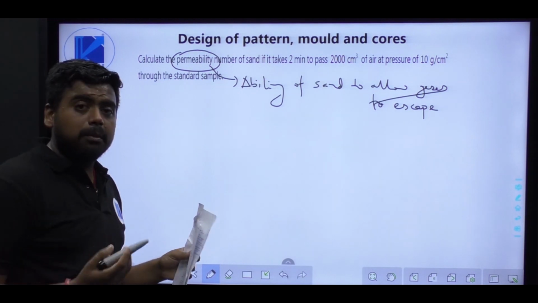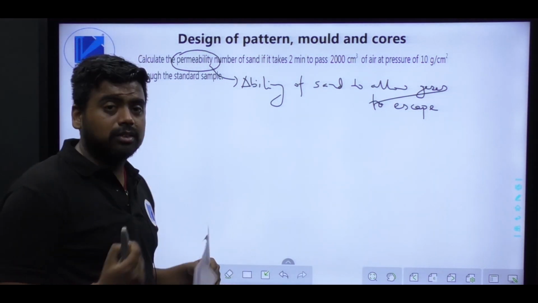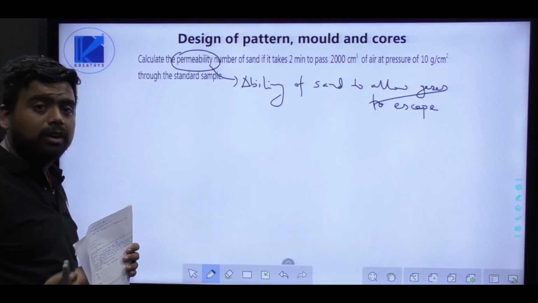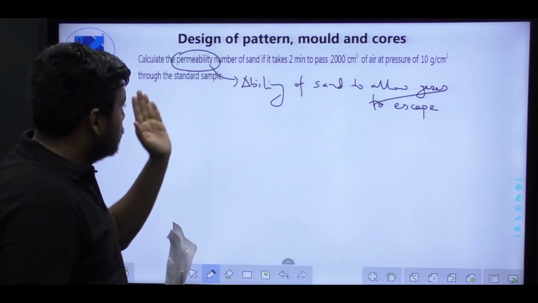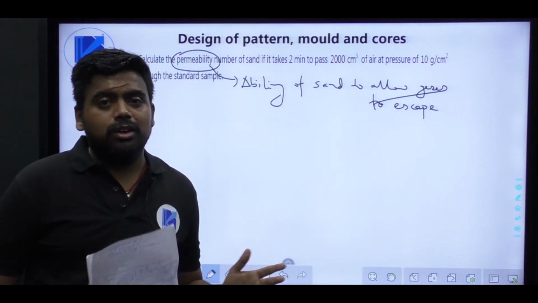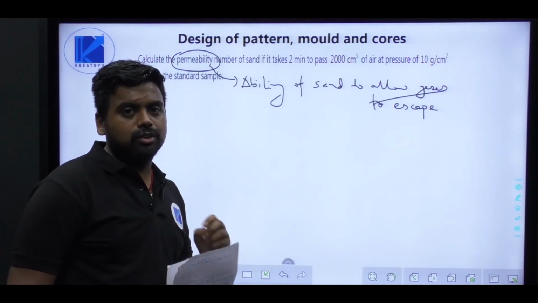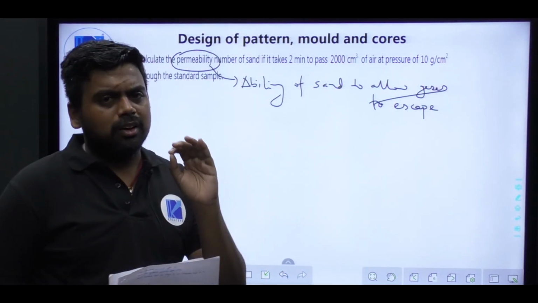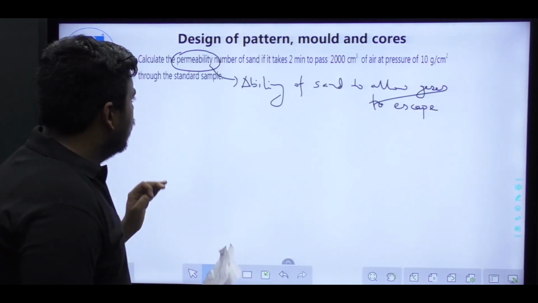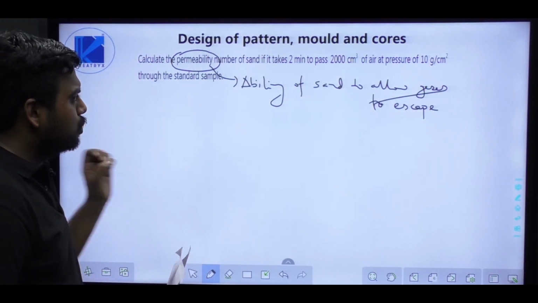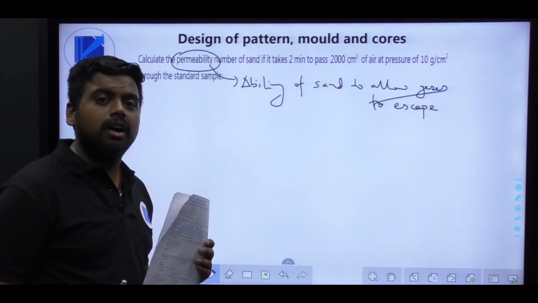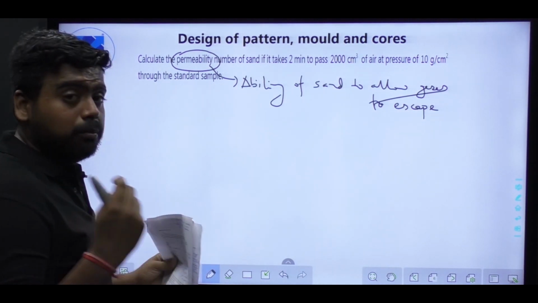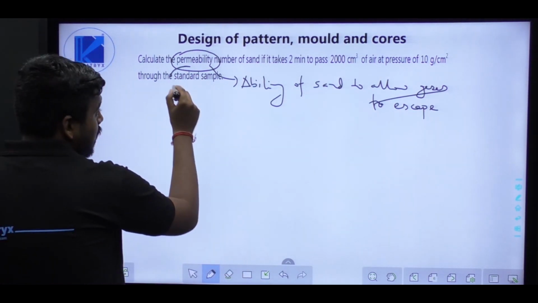So the permeability number plays a very important role in deciding whether this particular type of sand can be used for casting or not. So how do we calculate the permeability number? See friends, the calculation of permeability number is not a conceptual part. It is an experimental result, and the only thing we have to keep in mind while solving this question is that we have to remember the formula, the units involved, and the standard sample.